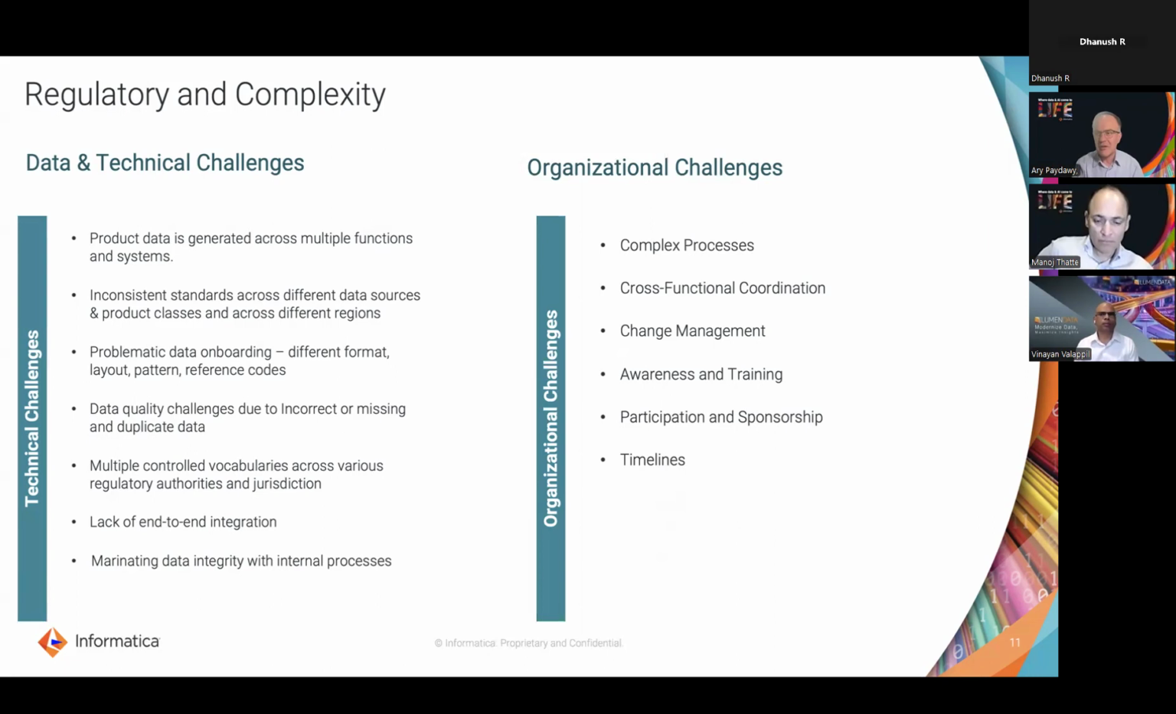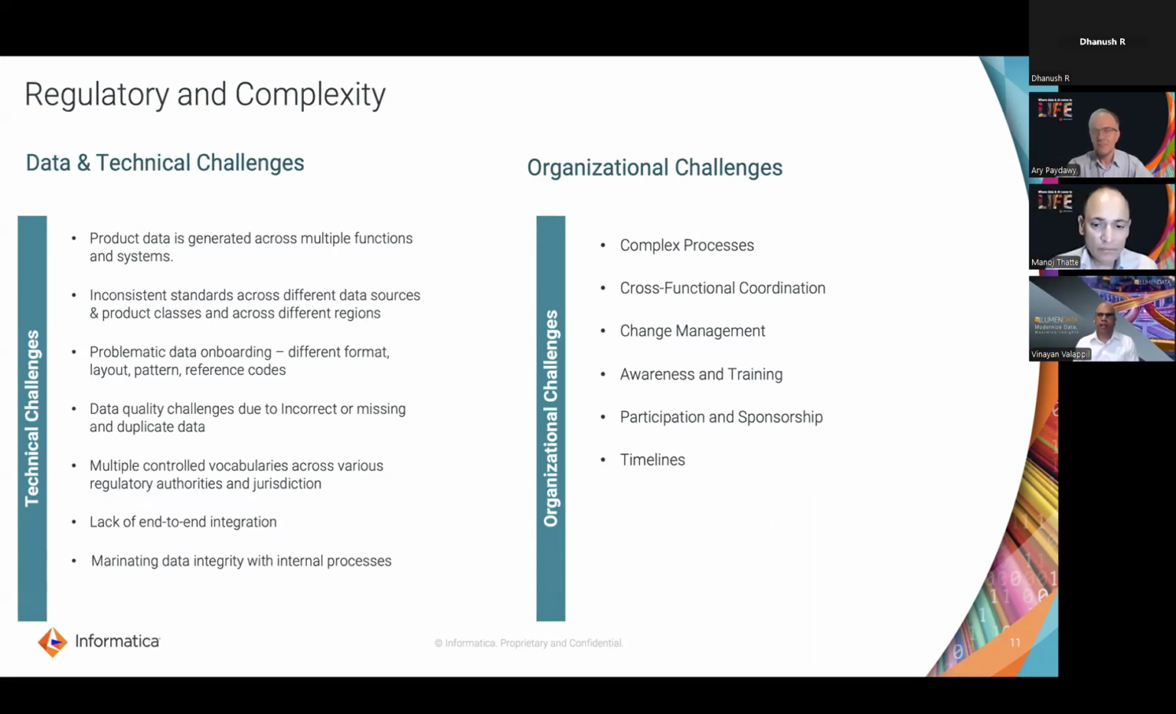And this is where you get into the organizational challenges. Are there processes that oversee this? How is change management being handled? What about participation and sponsorship, and most importantly, the timeline around those things? And what I would like to do is invite Vinayan to share some of his own experience with implementation.